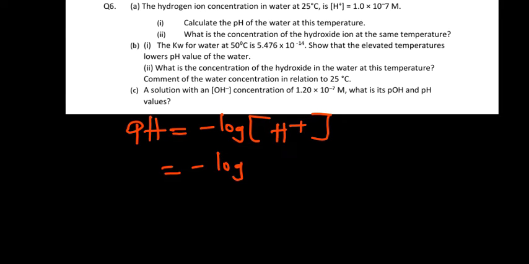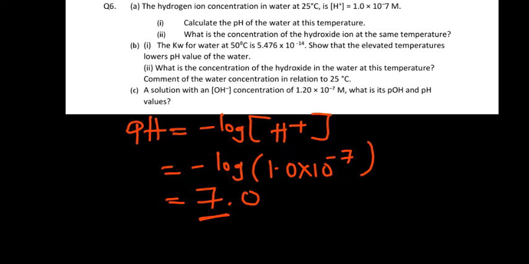pH is given as the negative log of the hydrogen concentration. So just substitute negative log of 1.0 times 10 to the power negative 7. Negative log of 1.0 times 10 to the power negative 7. Okay, I'm getting a neutral, 7.0.